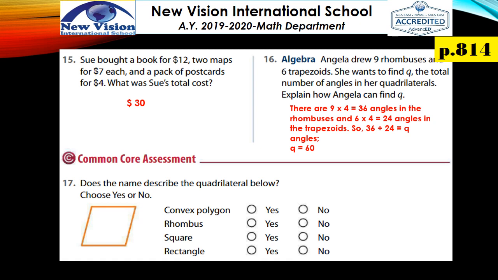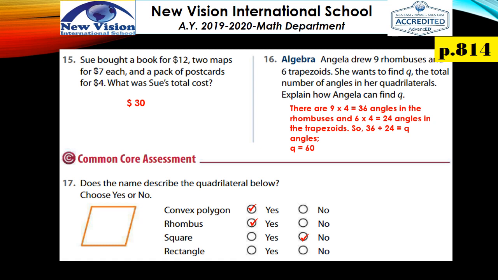Next, number 17. Does the name describe the quadrilateral below? Choose yes or no. Look at the shape. Is it a convex polygon? Yes. Is it a rhombus? Yes. Why rhombus? Because what is a rhombus again? A rhombus has all sides the same length. Is it a square? No. Why not a square? Because a square has 4 right angles and all sides the same length.